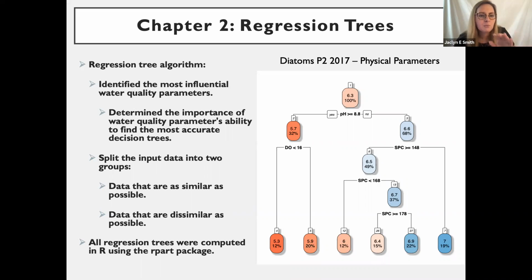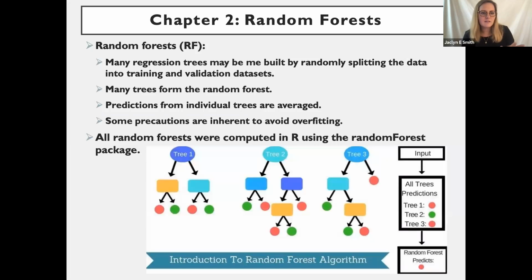And these leading predictors up at the top are the most influential water quality parameters for this group. So the trees themselves are not necessarily good predictors. They do identify what these influential parameters are, but their prediction capabilities by themselves are not necessarily very good. So that's why I enlisted the help of random forests.